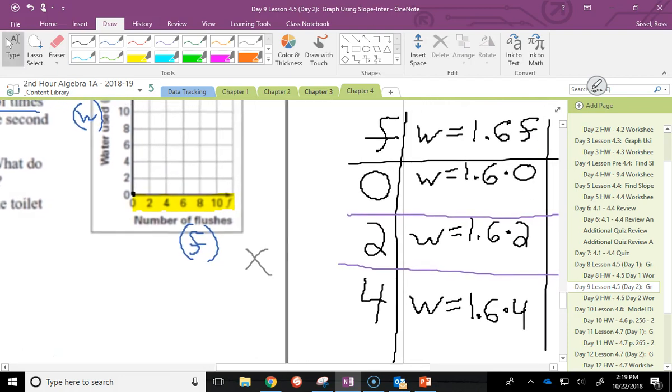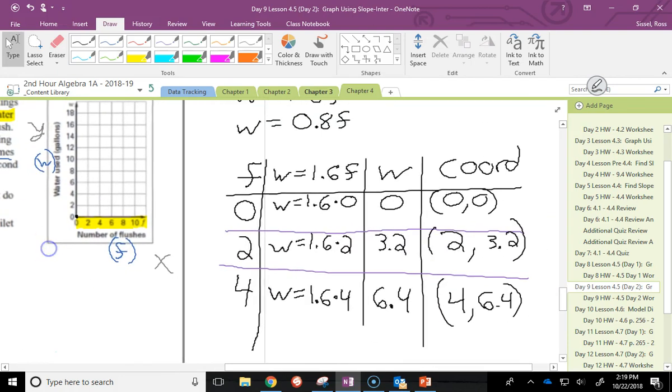Okay, so my coordinates were 0, 0; 2, 3 over 2, and 3.2 is going to be roughly in there; and 4, 6, 4. It's going to be right in there. So I'm going to use blue. Oops, my line is off, so I want to redraw it. Okay, let's put those points back in, something right in there, and right in there. Okay, I'm going to draw my line. Should be something like that.